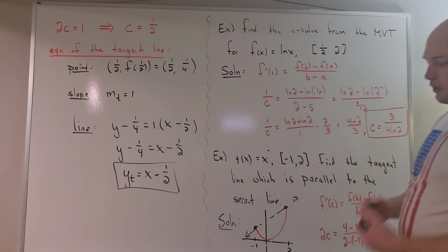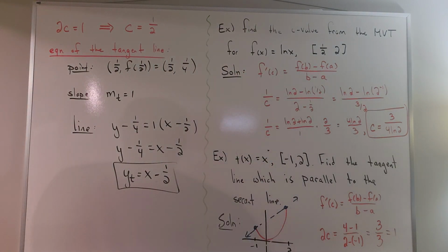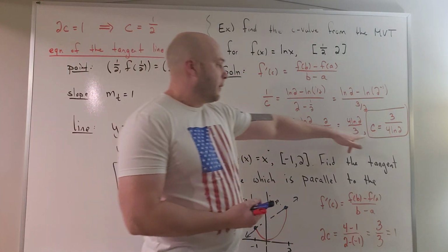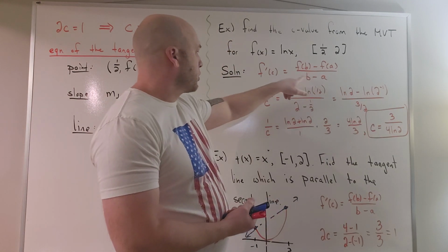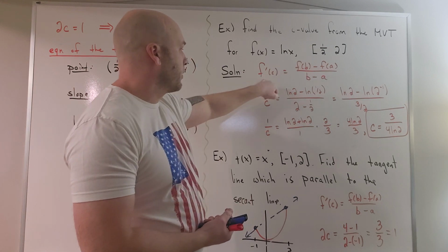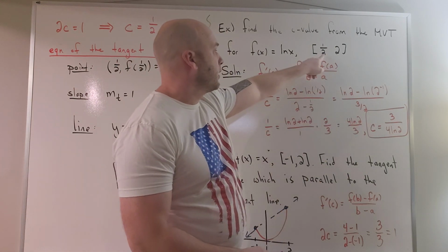A little bit of a messier number in the end, but again, conceptually it's the same thing. This is where this point on the graph is where the average rate of change, the instantaneous rate of change, would equal the average rate of change at this c value, which is between 1/2 and 2.